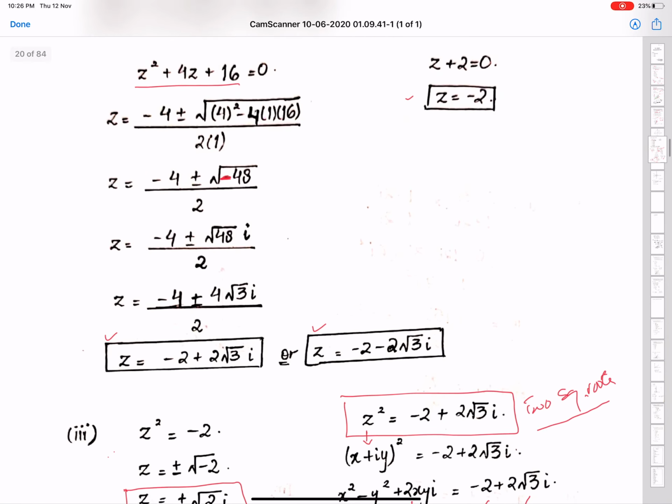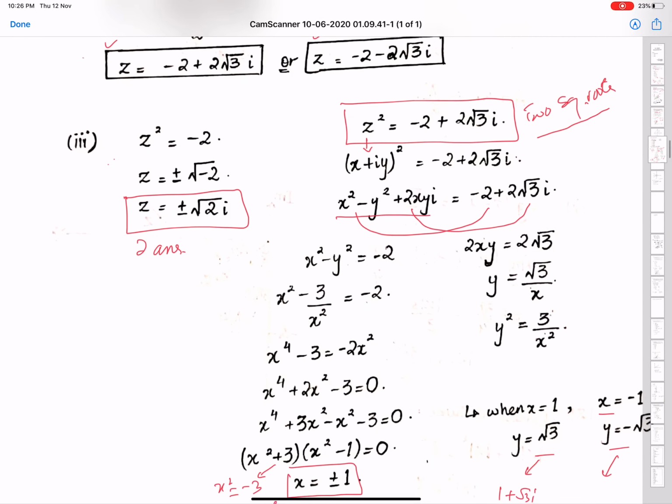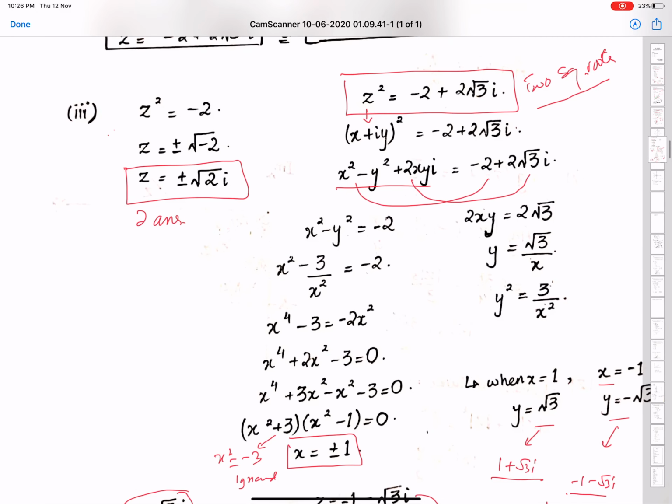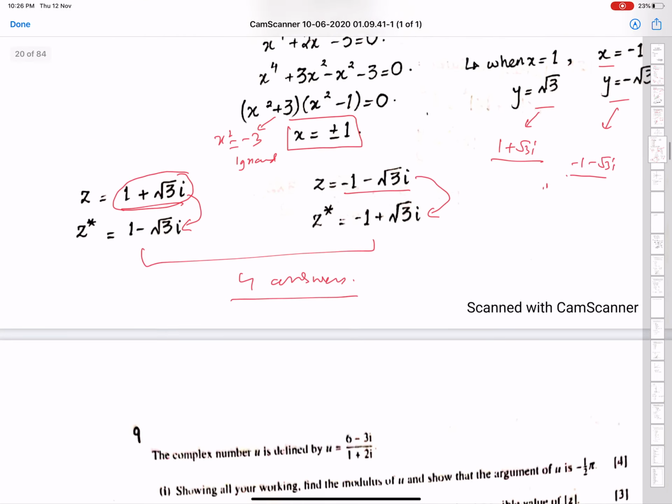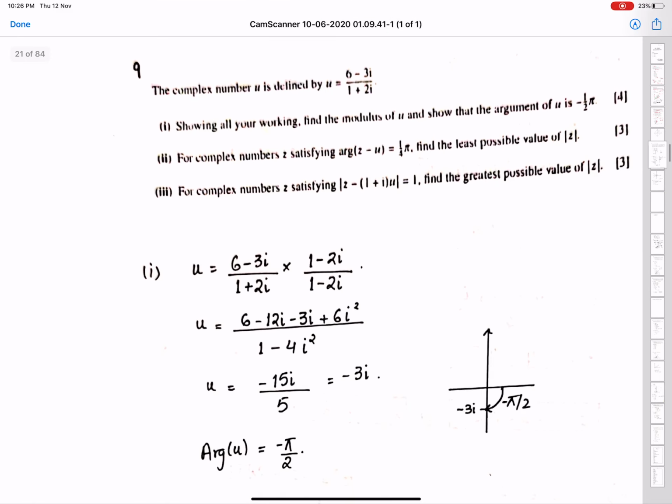Let me show the working again. From square roots of complex numbers, you must understand the concept. For that, you should watch all my lectures on YouTube, lecture number 1 to 6. If you want to be good at this chapter, you must watch all my lectures on YouTube. I have explained everything in detail, almost everything in detail.